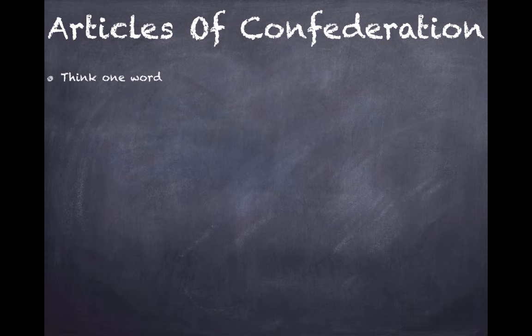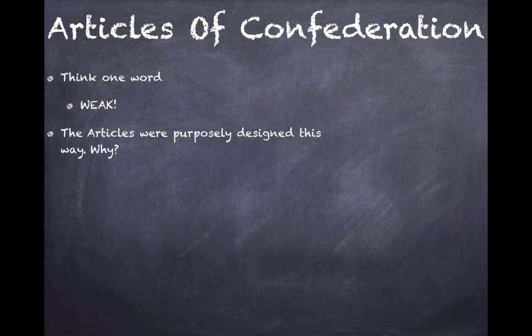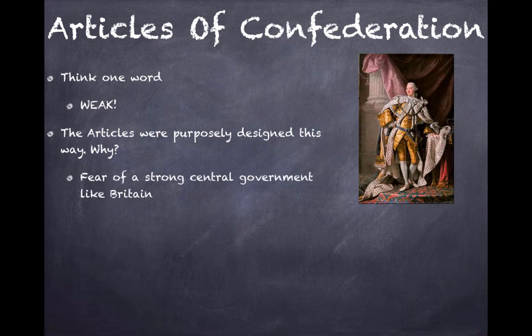So the Articles of Confederation, I want you to think one word, and that word is weak. It is a very weak central government because of King George III and monarchies. So the Articles were purposely designed this way, and you need to understand why. Well, there's a fear of a strong central government like Britain. I've said that about 20 times already. I hope that's getting through. And the Articles were weak in the following ways.